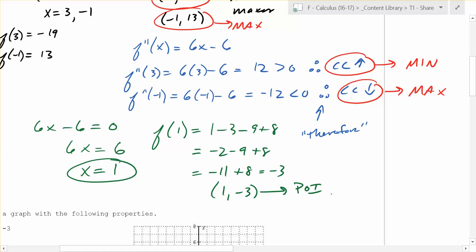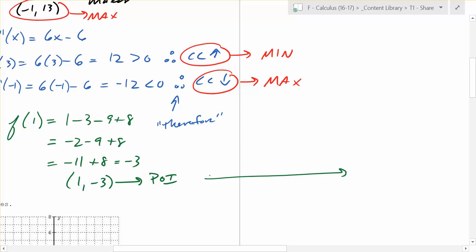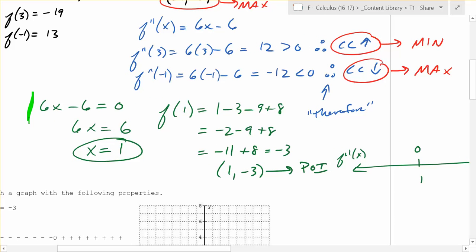We could verify that. The strict definition of point of inflection is that it changes concavity at that point. So the second derivative needs to change sign at that point. So you make this sign diagram. This is f double prime of x. And when x is 1, you know that the second derivative is 0, right? This right here is our second derivative. What number is to the left of 1? Give me a number to the left of 1.